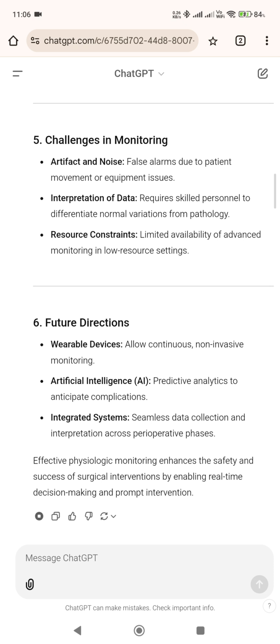6. Future directions. Wearable devices allow continuous, non-invasive monitoring. Artificial intelligence, AI, predictive analytics to anticipate complications. Integrated systems. Seamless data collection and interpretation across perioperative phases. Effective physiologic monitoring enhances the safety and success of surgical interventions by enabling real-time decision-making and prompt intervention.